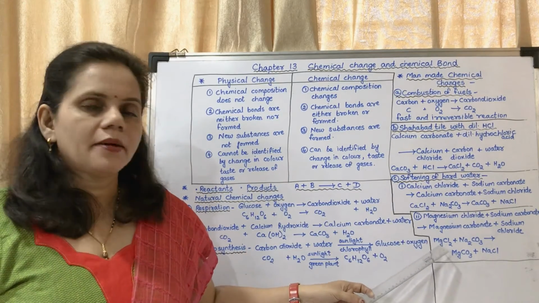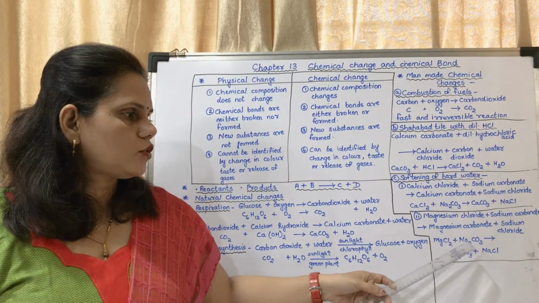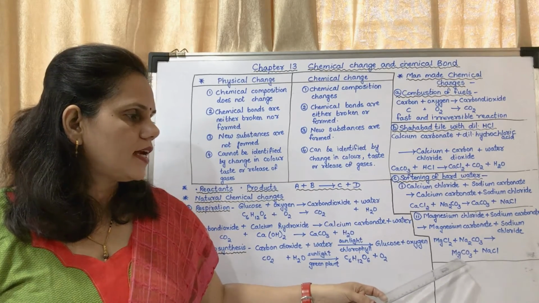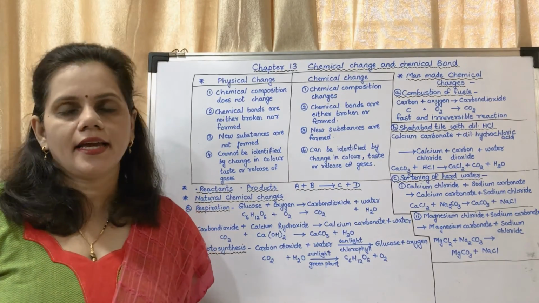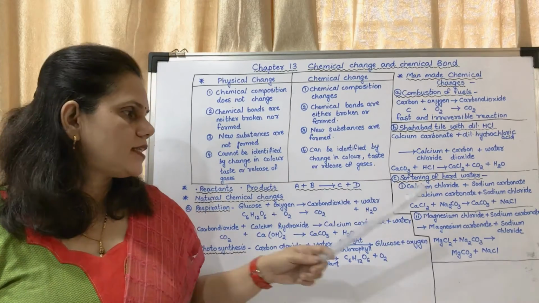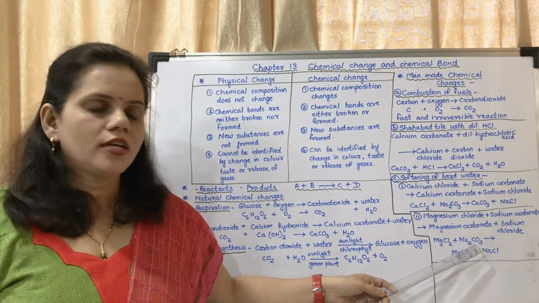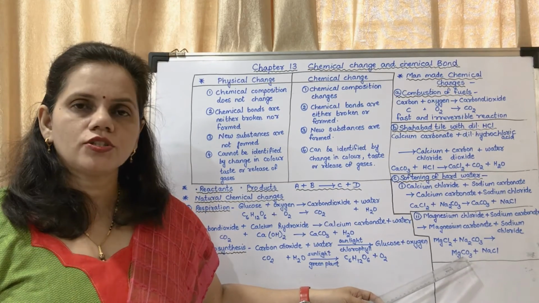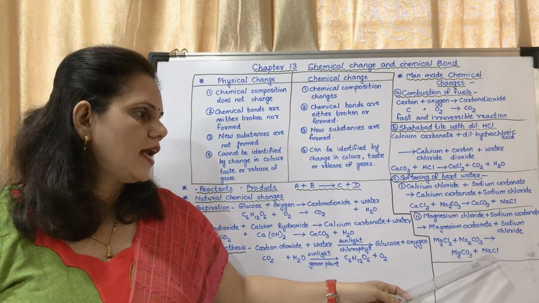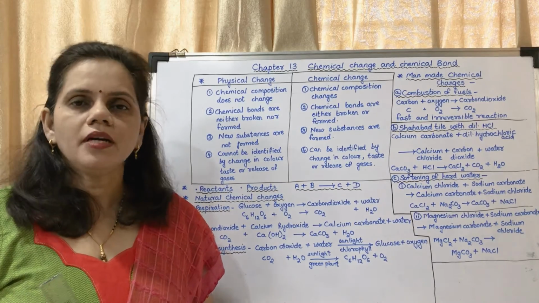The chemical equation is MgCl2 plus Na2CO3 gives MgCO3 plus NaCl. What is MgCl2? Magnesium chloride. Na2CO3 is sodium carbonate, MgCO3 is magnesium carbonate, and NaCl is sodium chloride.